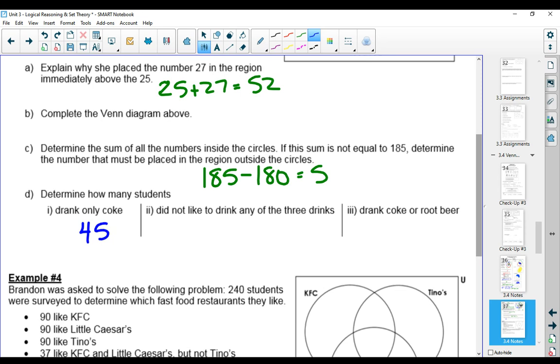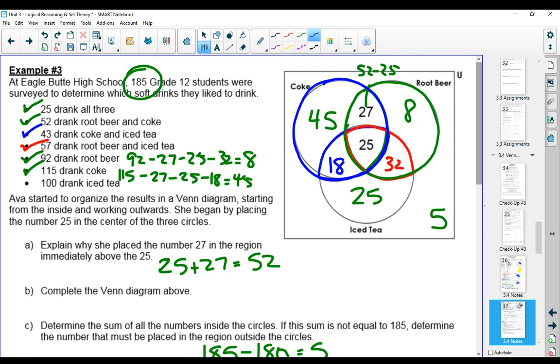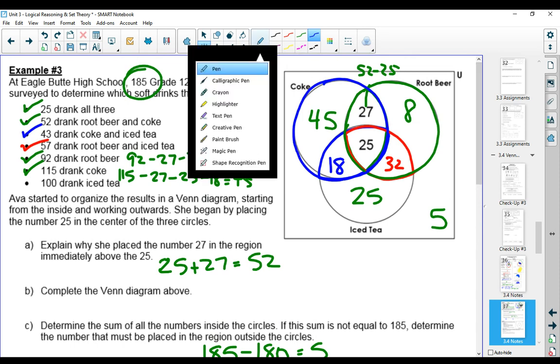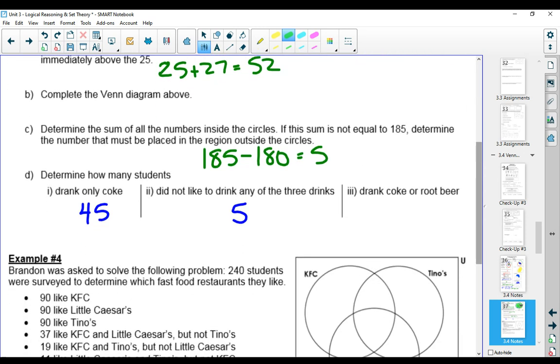How many students did not like to drink any of the 3 drinks? Well, that's the number that's outside, which is 5. And then how many students drank Coke or root beer? So Coke or root beer means it's Coke or root beer or both. So Coke is right here, and root beer is here. So Coke or root beer or both, we'd be adding up all of those numbers, and we get 155.